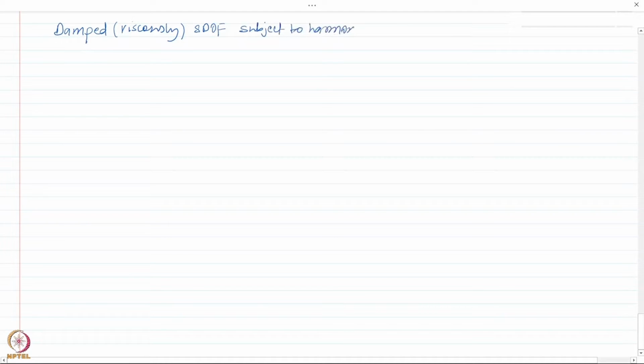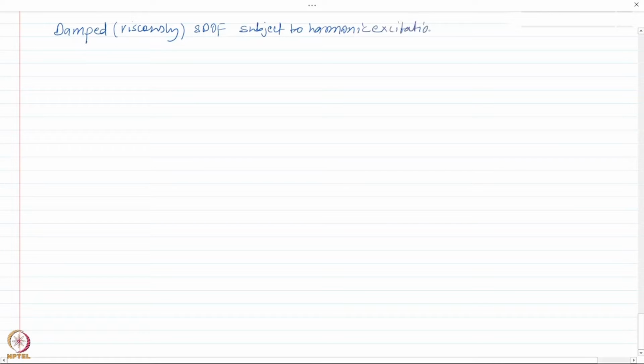In the previous class, we discussed the response of an undamped system subject to harmonic excitation. But we said that in reality, for all practical utility, all systems would have a certain amount of damping in them. So today what we are going to discuss is a damped, or maybe I should say viscously damped, SDOF system subject to harmonic excitation.